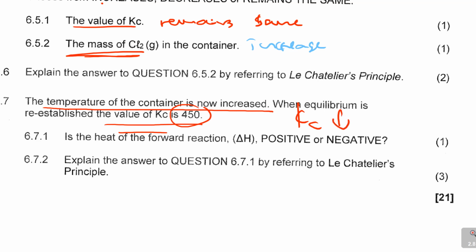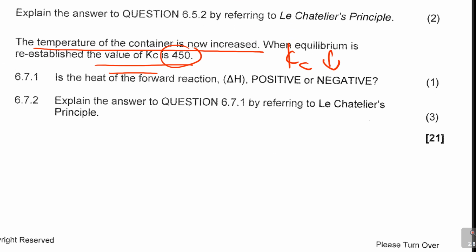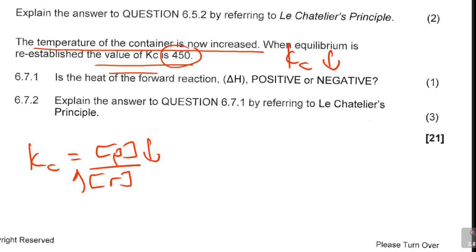Are you with me? Now when Kc decreased, you must always remember what Kc is. Kc is equal to the concentration of products over the concentration of reactants. So when Kc goes down, it means the products went down and the reactants went up. It means the reverse reaction. When Kc decreases, reverse is favored. But when was it favored? When the temperature of the container is increased.